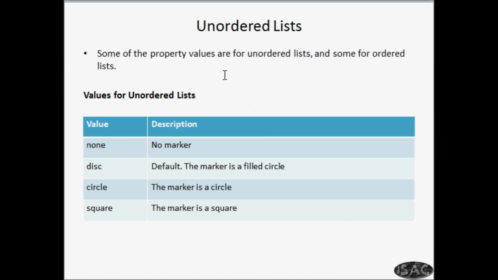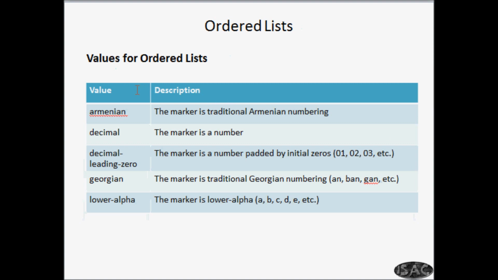Some of the property values for an unordered list are: none, no marker. Disc, a filled circle. Circle, where the marker is a circle without filling. Square, where you can use a square here. Armenian, where the marker is traditional Armenian numbering. Decimal, a number. If you say decimal-leading-zero, it will be 01, 02, 03, like that, right? So you can use these kinds of values with the property.